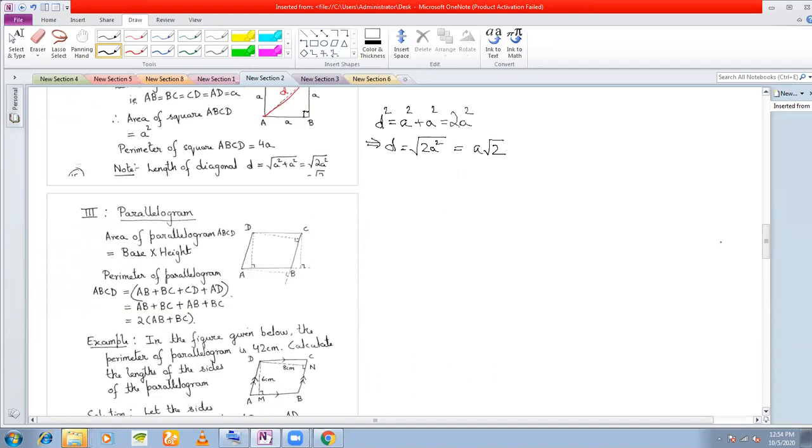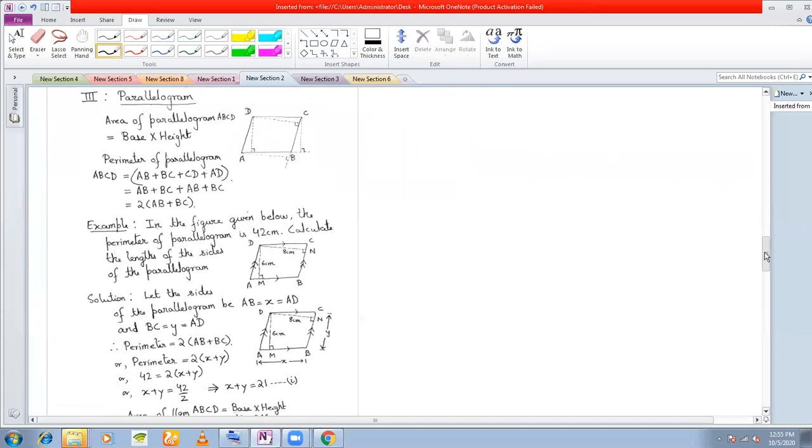And perimeter of a square, you know, is sum of the sides, 4a. Perimeter for any quadrilateral, any pentagon, any octagon, any two-dimensional figure, any rectilinear figure, perimeter is the sum of the sides. For any closed figure, the perimeter is sum of the length of the sides. Just remember this. Parallelogram.